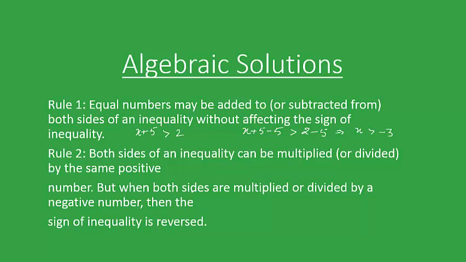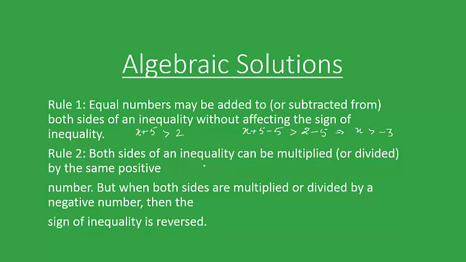But when both sides are multiplied or divided by a negative number, then the sign of the inequality is reversed. This idea is of prime importance. Keep note of this property or rule, and let's look into an example here also to get a feel of what it is.